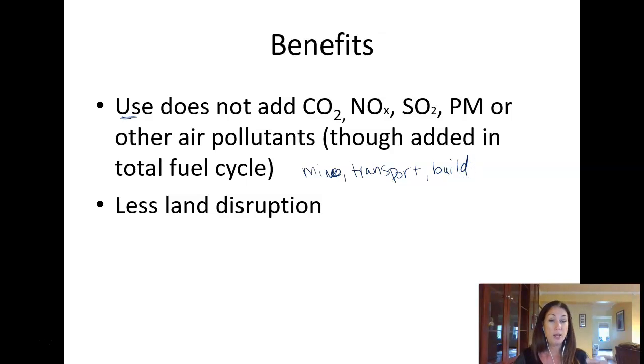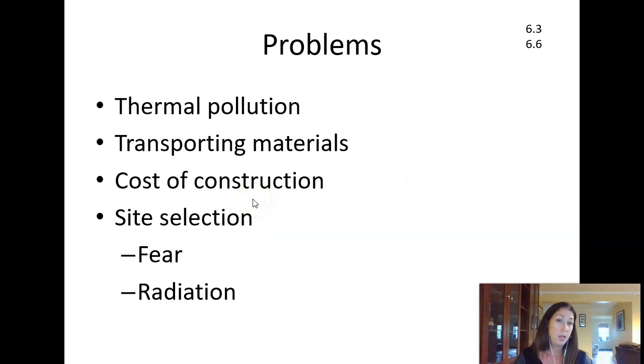Now another thing is, because we get such tremendous power from a very small size pellet of fuel, there's a lot less land disruption from the mining, because you get a lot more bang for your buck with uranium than you do with coal, oil, or natural gas. So those are some real benefits of nuclear power. But there are some problems, which is why it's only about 10% of our fuel source here in the United States. Like we said, it has thermal pollution. So this is the discharge of warm water.